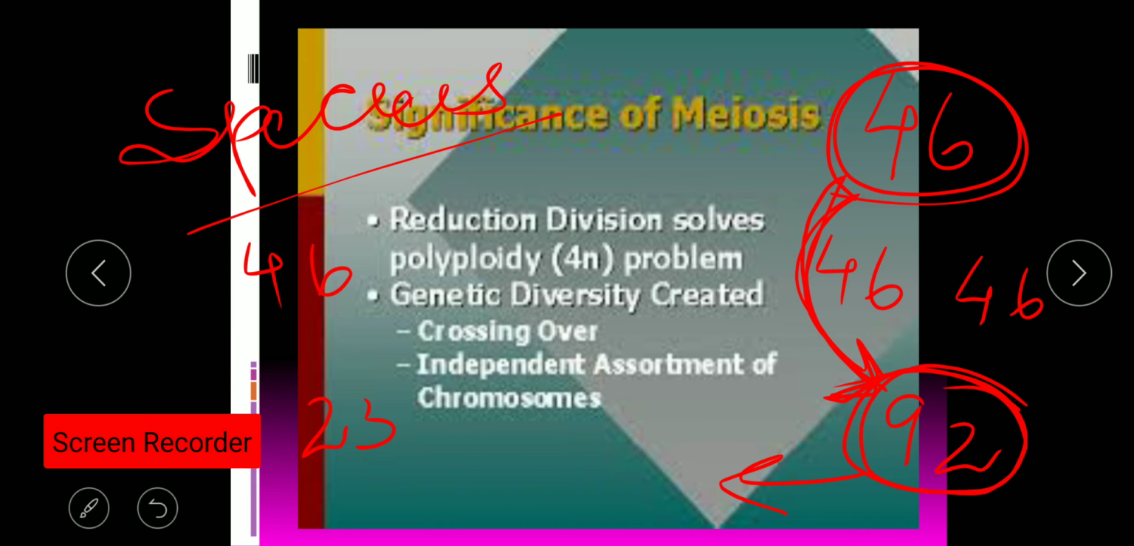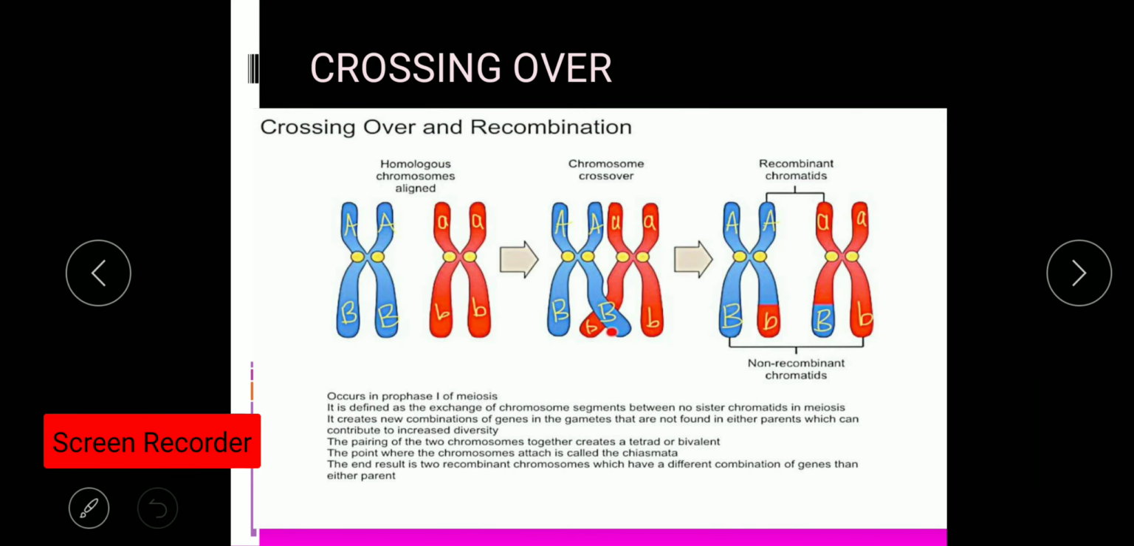Now, this type of cell division brings genetic diversity. Diversity means change. Genetic diversity is created by two phenomena: crossing over and independent assortment of chromosomes. So let's see crossing over. Crossing over occurs in prophase 1 of meiosis. As I said, in meiosis the karyokinesis occurs two times, so there is meiosis 1 and meiosis 2. In meiosis 1, in the first prophase, crossing over occurs.